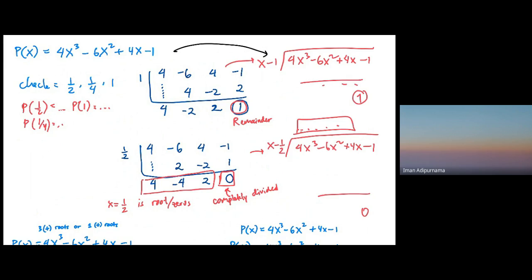Take this 4 going down here, and 4 multiplied with half gives 2, and then add negative 6 to 2 is negative 4, and doing the same way until you get 0. When you get 0, that means this half is the solution, is our root. So that's our zeros. Hopefully this helped whenever you find a polynomial with a higher degree.